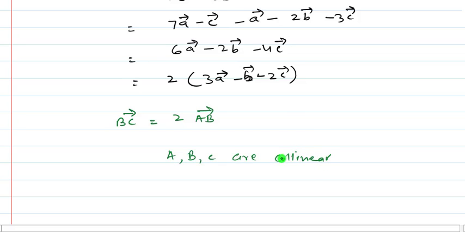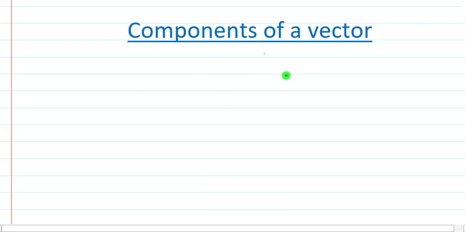In this way you can easily prove whether the given points are collinear or parallel or having the same condition. Now let me start the next topic, which is components of a vector.